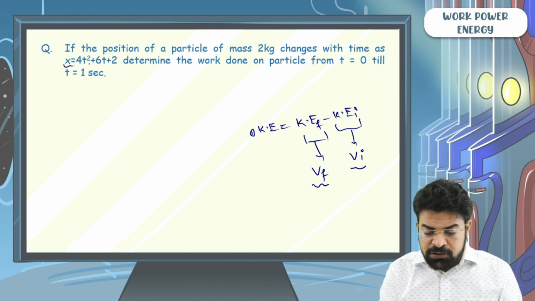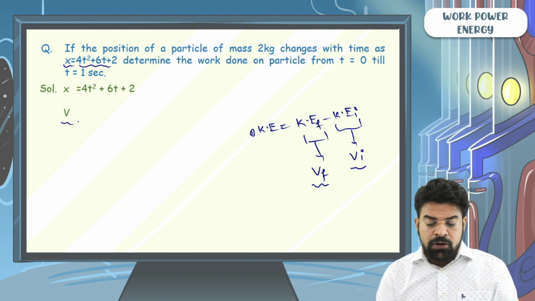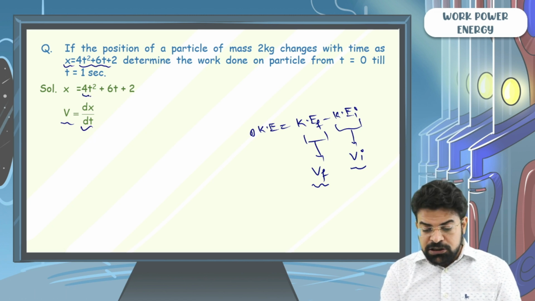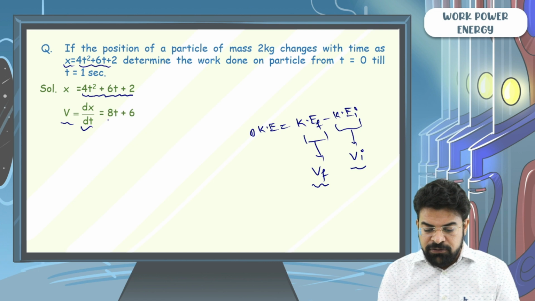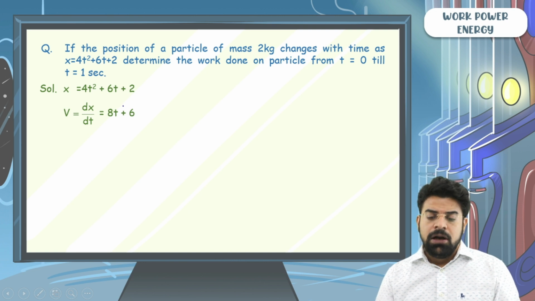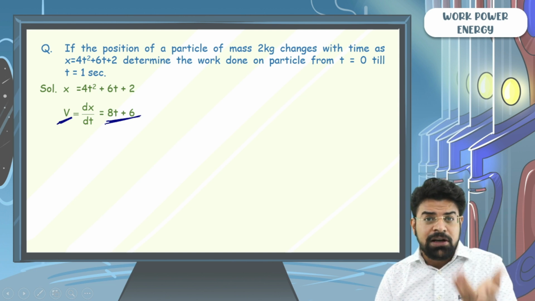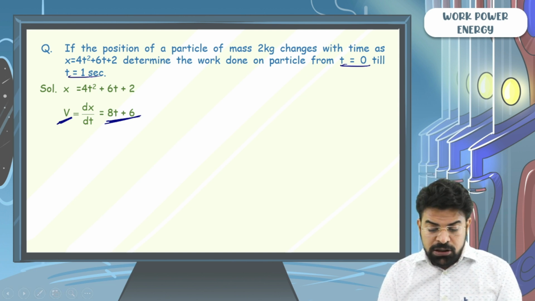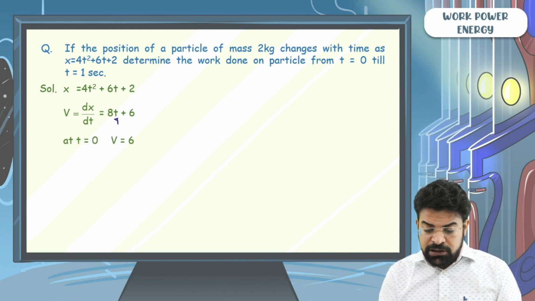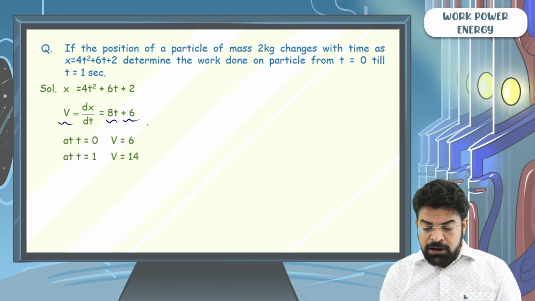So x equals 4t square plus 6t plus 2. Differentiating, v equals dx by dt, and the differentiation of 4t square plus 6t plus 2 with respect to time gives you 8t plus 6. Now you know velocity or speed at any time. If you know speed at any time, you definitely know speed at time equals 0 and at time equals 1. So at time equals 0, substituting t equals 0, you get v equals 8 into 0 plus 6, that becomes 6. At time equals 1, you will get speed equals 8 into 1 plus 6, and 8 plus 6 gives you 14.